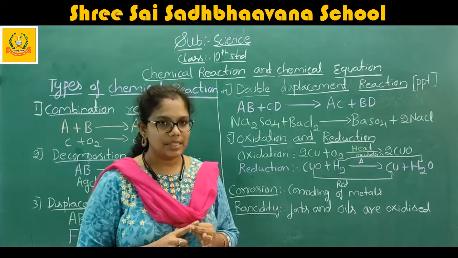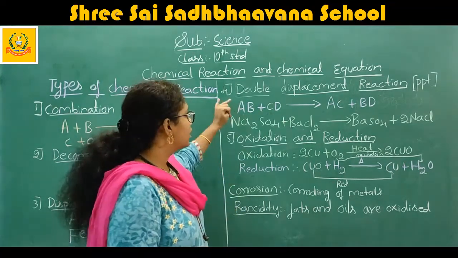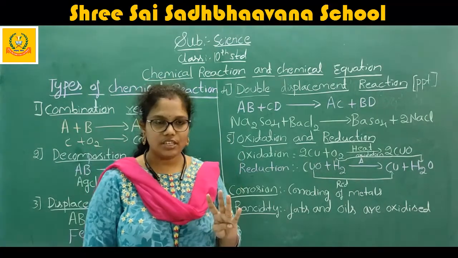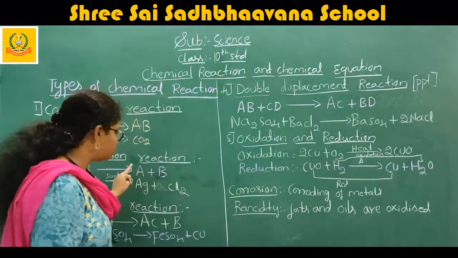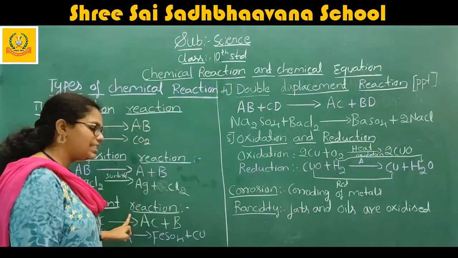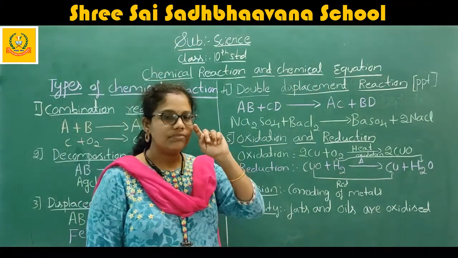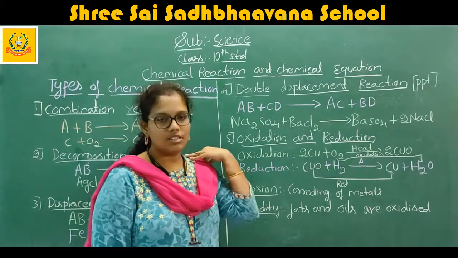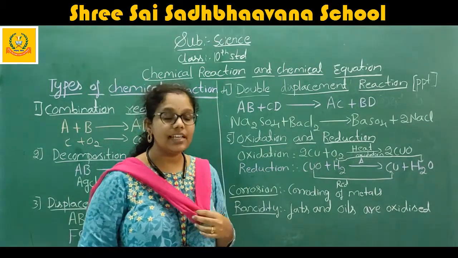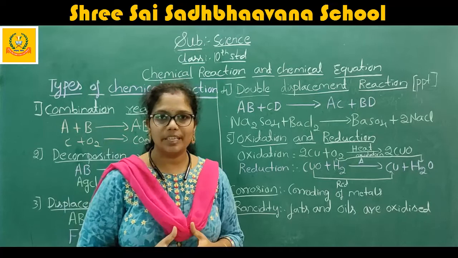Second one is displacement reaction. Third one is, first one is combination reaction. Second one is decomposition reaction. Third one is displacement reaction. Fourth one is double displacement reaction. And the fifth one is redox reaction. This completes the types of chemical reaction.